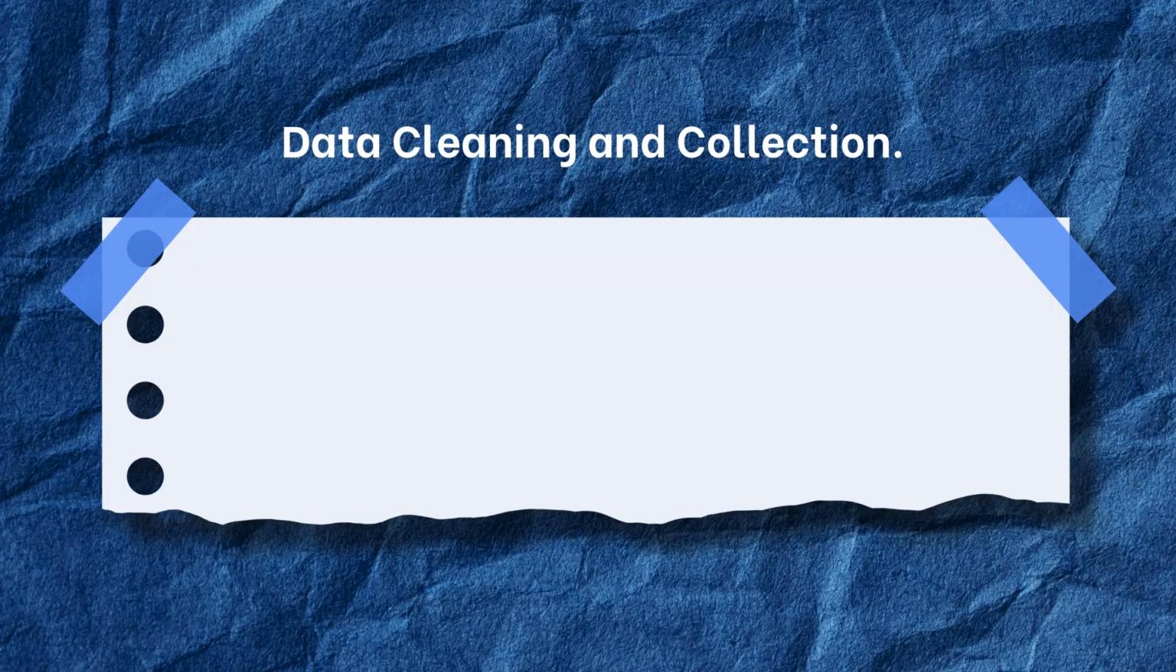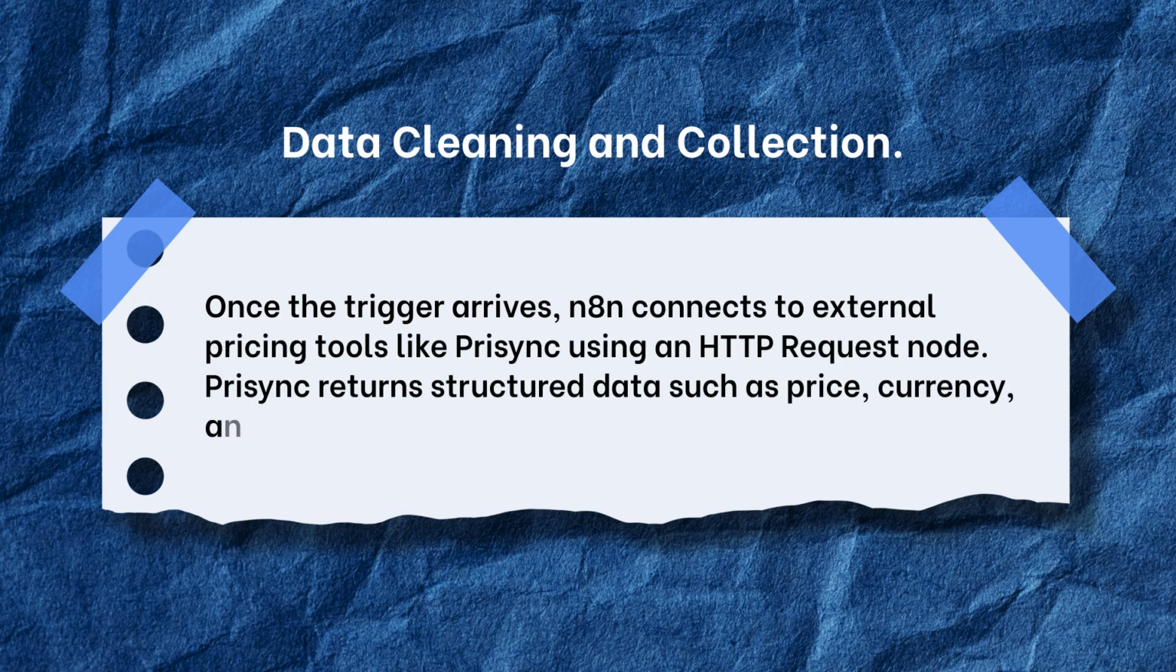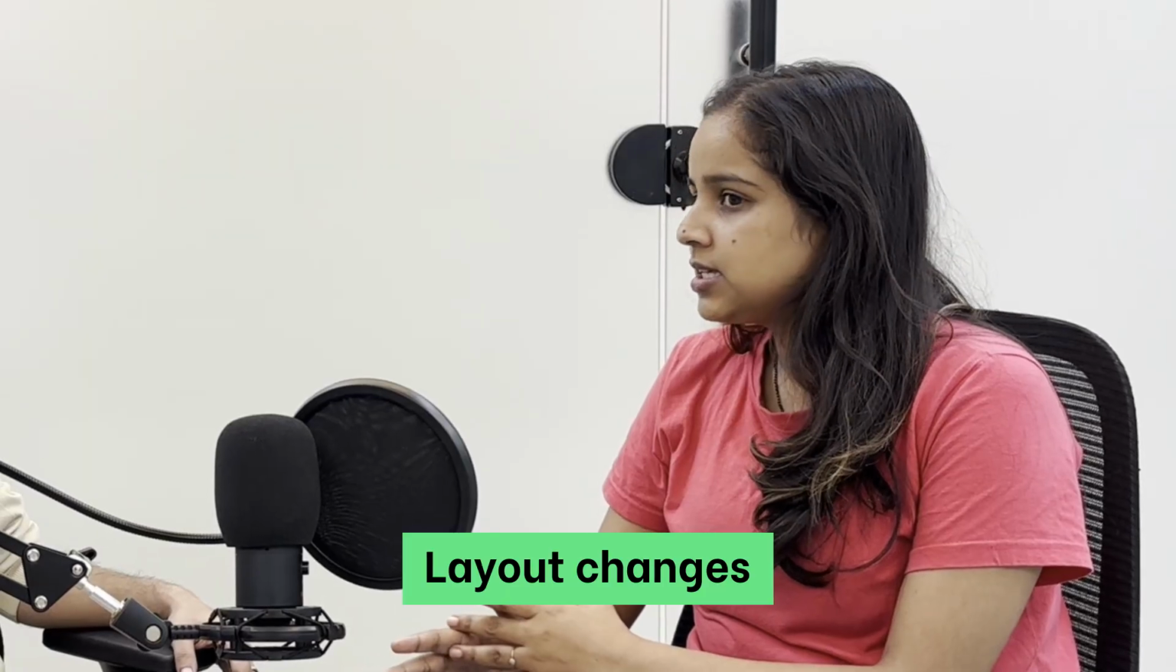The second step is data cleaning and collection. Once the trigger arrives, n8n connects to external pricing tools like Prisync using an HTTP request node. Prisync returns structured data such as price, currency, and stock status. So n8n does not struggle with messy website code. The data comes clean and ready for use. And this solves a big operational problem. Normal web scrapers break when competitors redesign their websites. Specialized tools like Prisync easily manage proxies, bot protection, and layout changes. n8n simply coordinates the workflow.